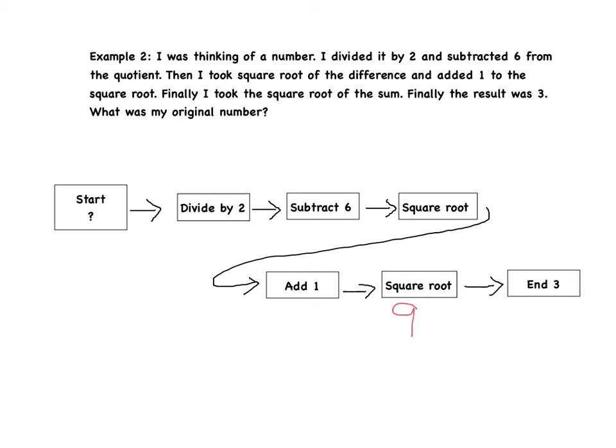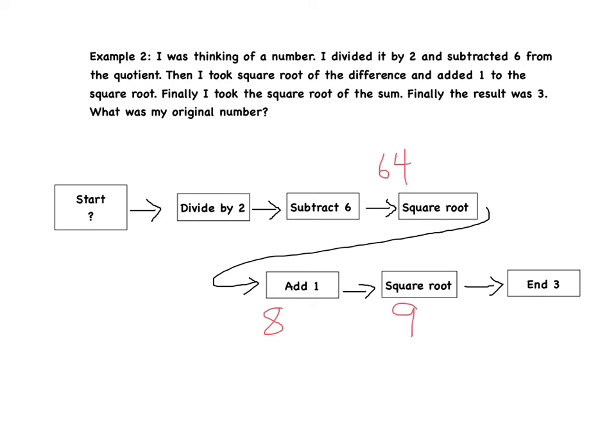And 9 was obtained after I added 1. So I need to do the inverse operation of adding, which is subtracting. So I subtract 1 from 9. And then I got 8. And 8 was the result after I took the square root. So before I took the square root, let's do the inverse operation of square root, meaning do the square of 8, which is 64.